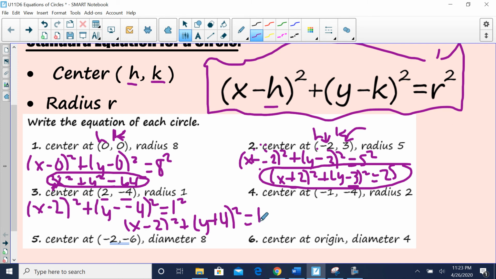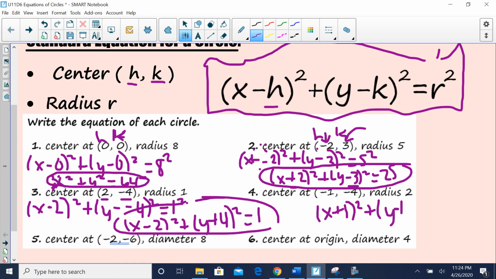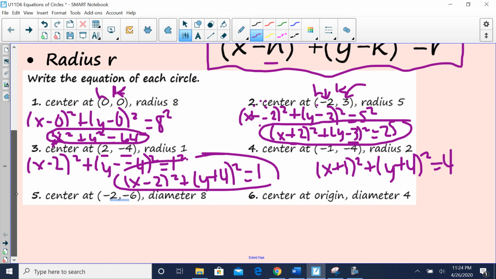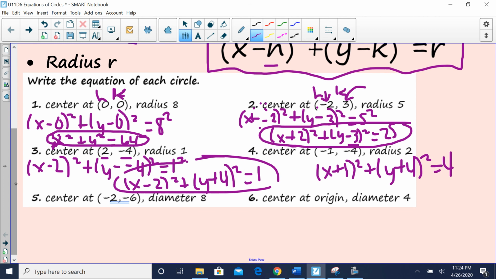Okay, I'm not going to go through all of the steps on the next one. I'll write the equation out and you can check yours. If you want to try it quick, pause the video and then come back and check it. You should get x plus 1 quantity squared plus y plus 4 quantity squared equal to 4. Okay? All right, next one requires a little bit more work.